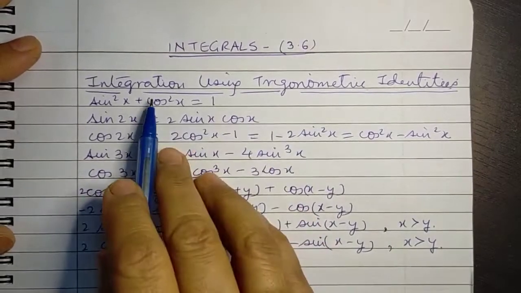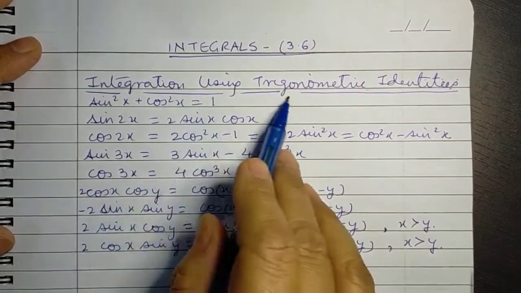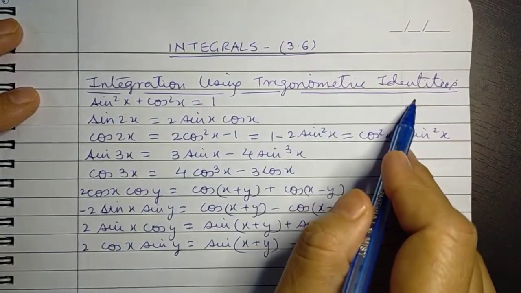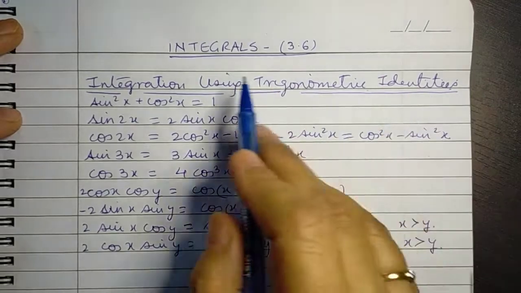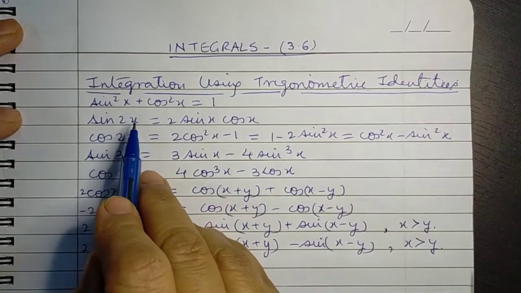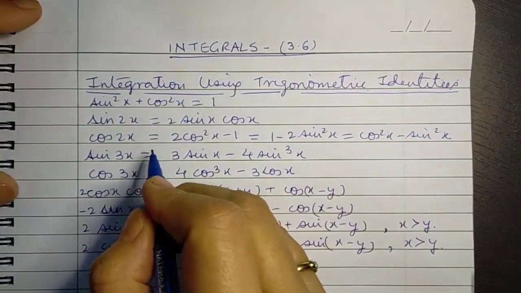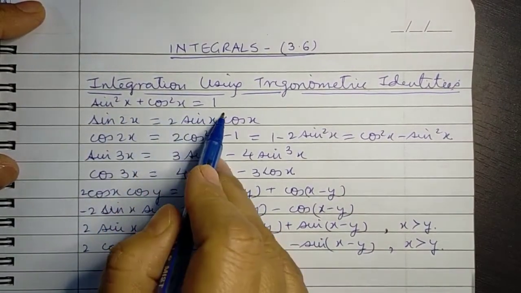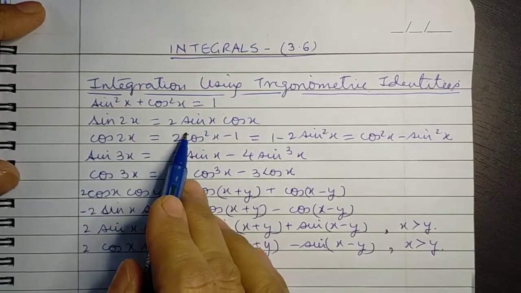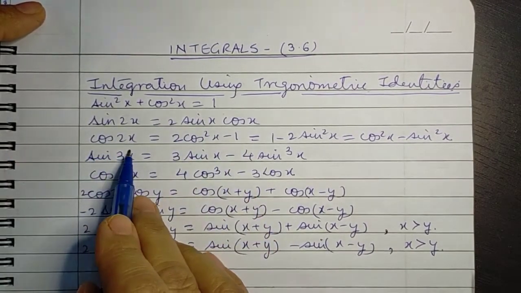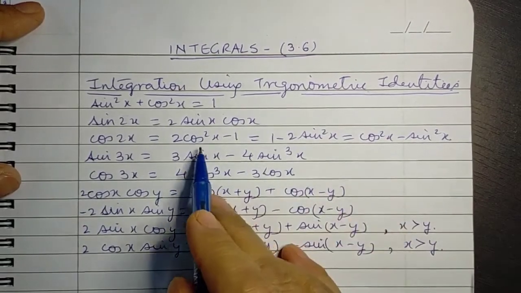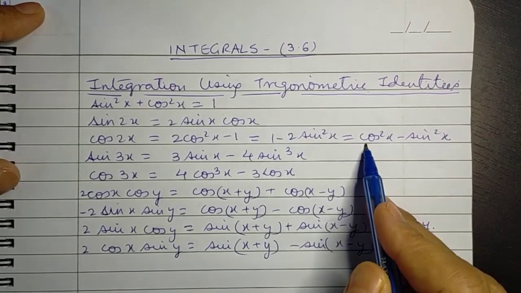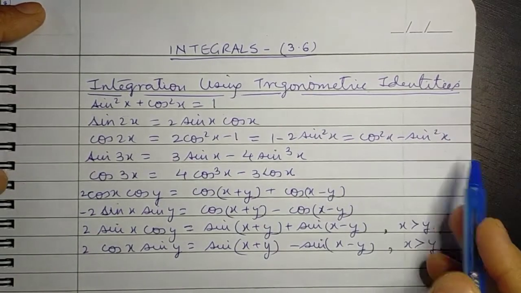Good morning. Today we are going to continue with our next category of integrals, which is integration using trigonometric identities. Last year in class 11, we had done a long series of trigonometric identities. A few of them are sine squared x plus cos squared x is 1, sine 2x is 2 sine x cos x, and cos 2x can be written in three forms: one is 2 cos squared x minus 1, one is 1 minus 2 sine squared x, and the third one is cos squared x minus sine squared x.